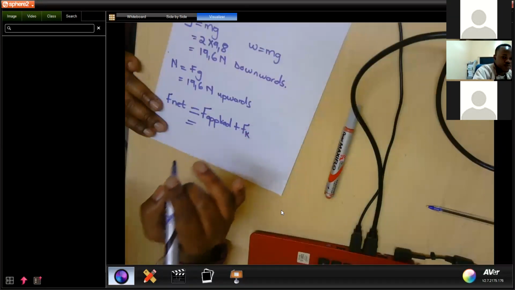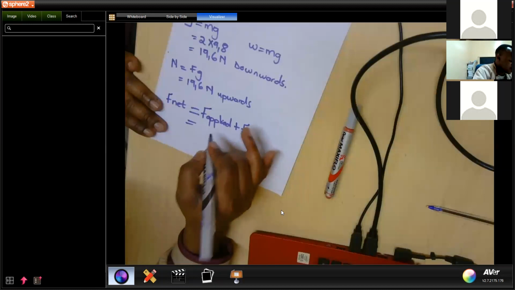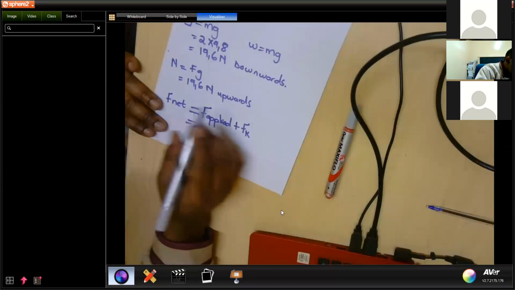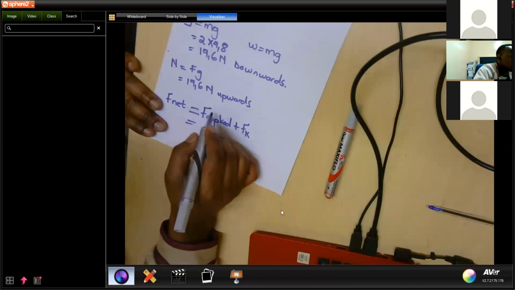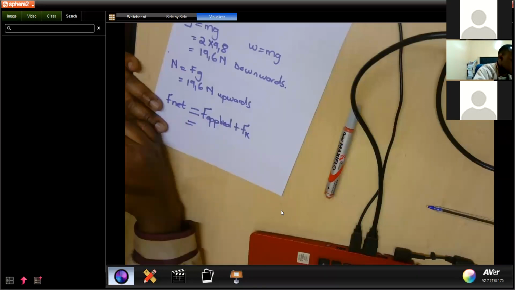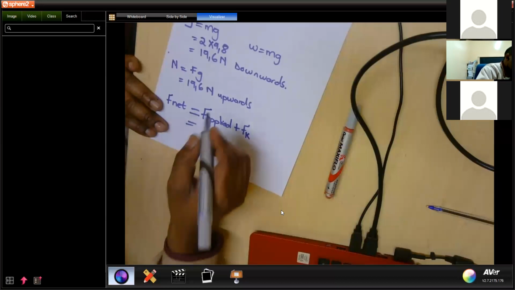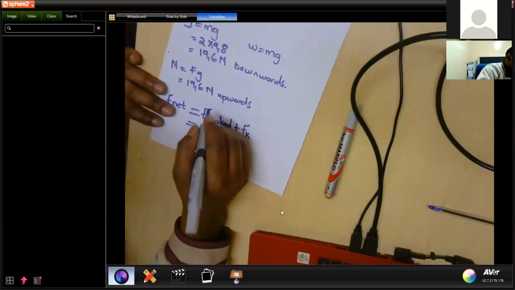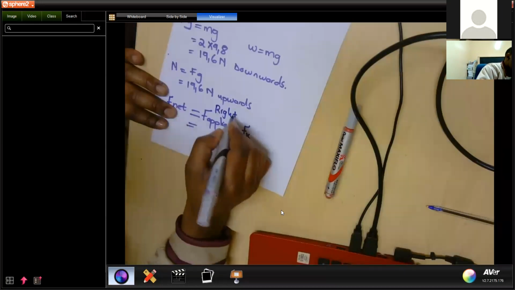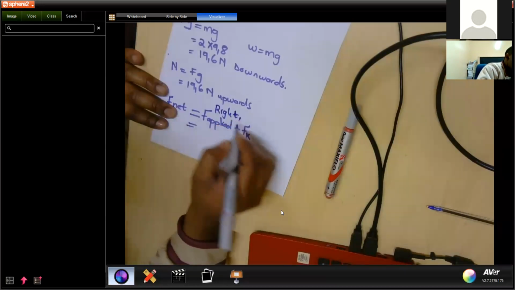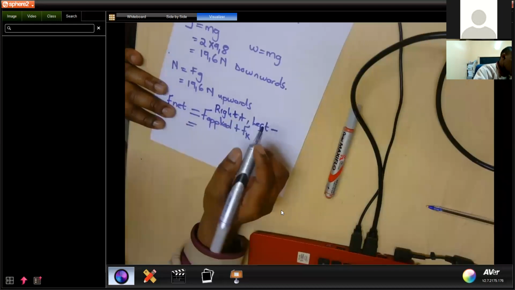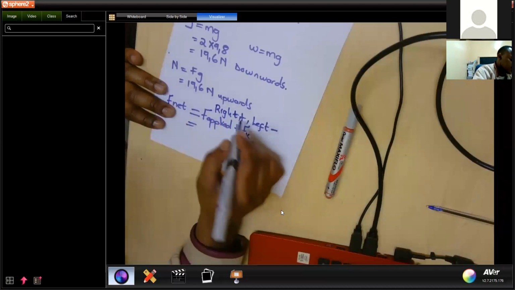Now, if it has both magnitude and direction, it means when we do the sum of these forces, we need to take the vector nature of the forces into account, and we can choose that. Let us say to the right is positive, and to the left is negative. And you indicate that for your marker to make the marking easy.